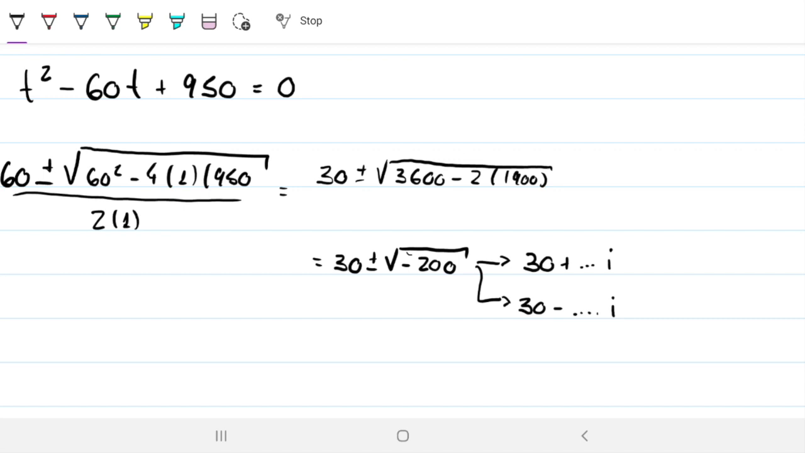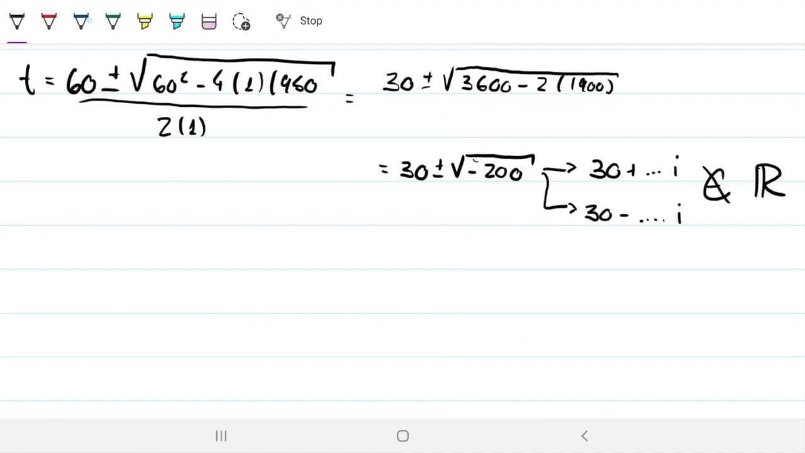So both of these do not belong to real numbers, right? Both complex numbers. So there's no moment, there's no time in which the two x's are the same within the real realm. So they do not touch each other, right? That's the conclusion we come to. So they do not collide.